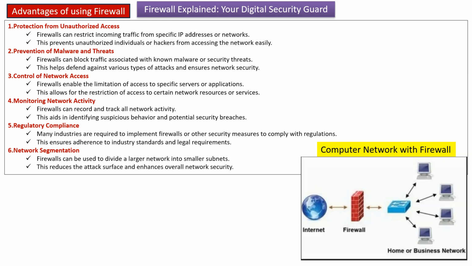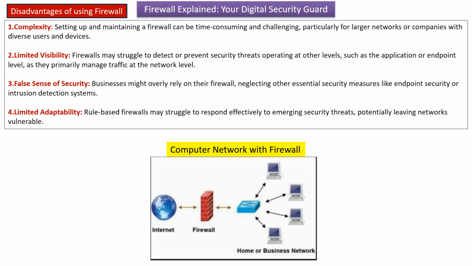Sixth one is network segmentation. Firewalls can be used to divide a larger network into smaller subnets. This reduces the attack surface and enhances overall network security. Now we will see the disadvantages of using firewall.